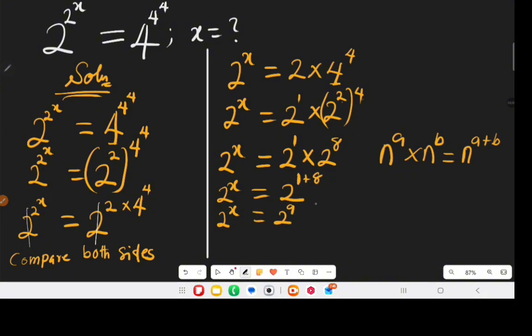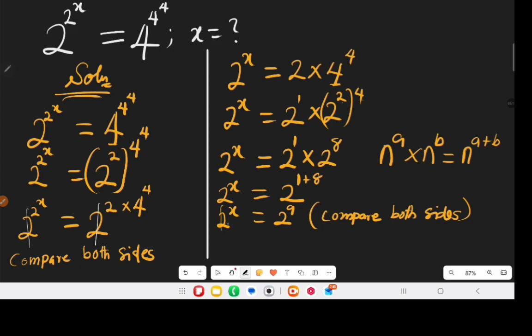Compare both sides. When we compare both sides, we cancel the base, left with x equal to 9 as the final answer.